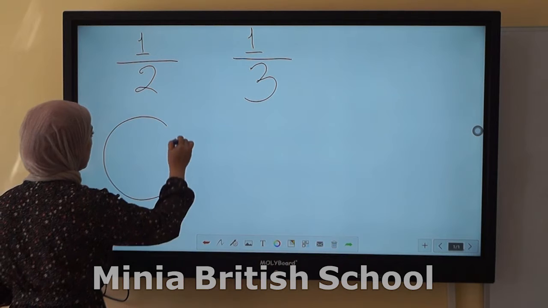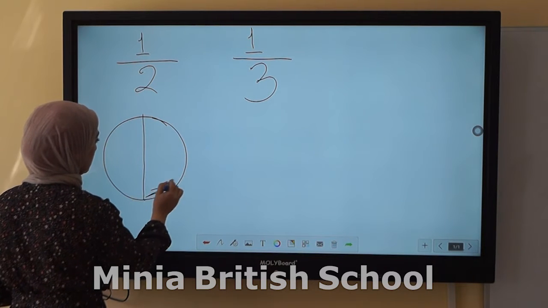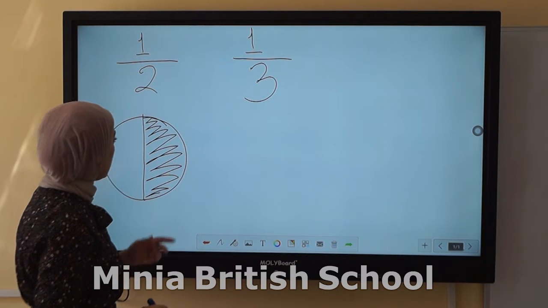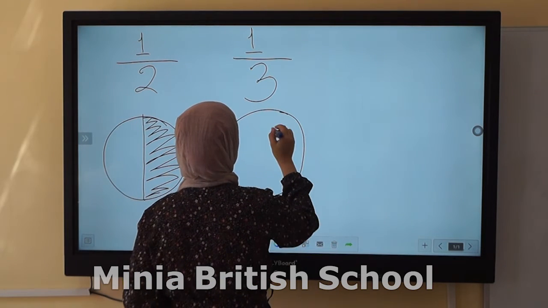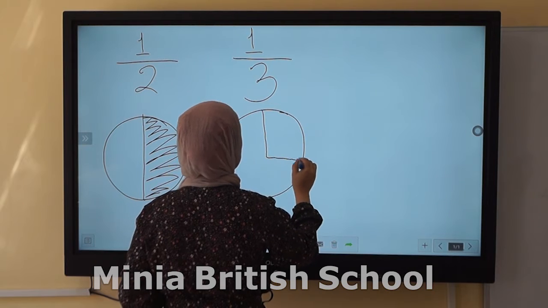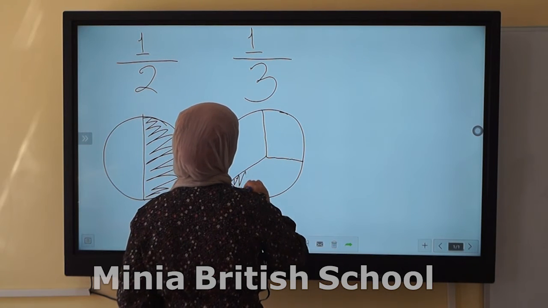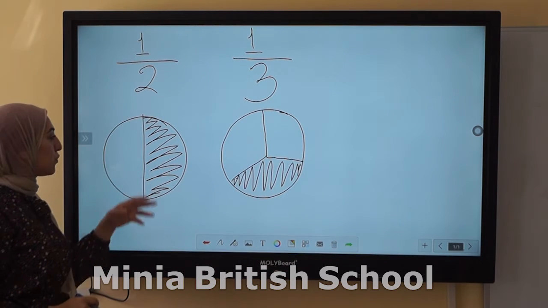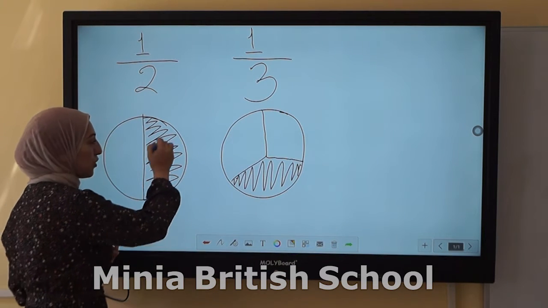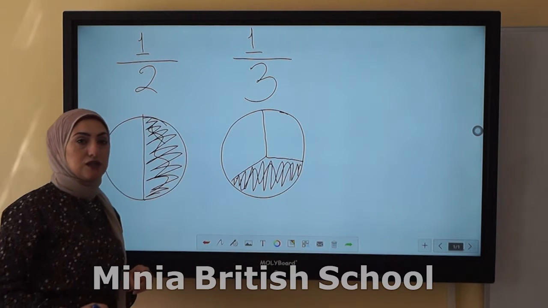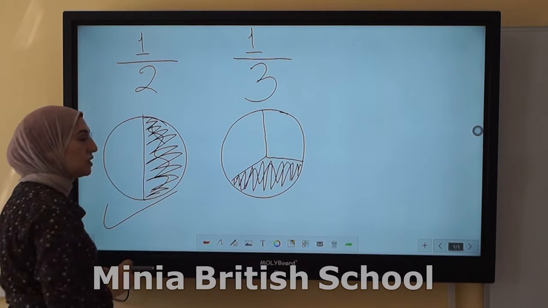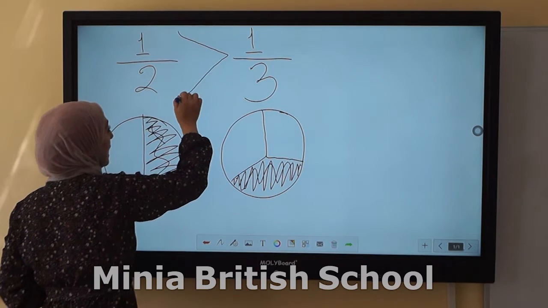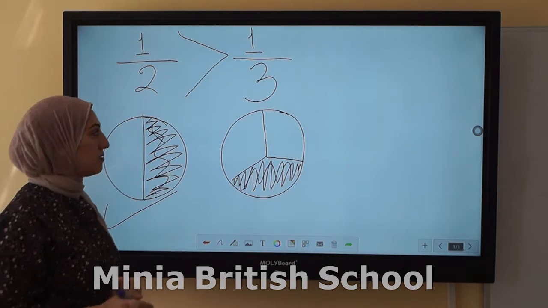Half means, if I want to represent it by graph, it will be by this shape, and this third. This is 1/3 and this is 1/2. Which shaded part here is the greatest? Of course, this one. This one is the greatest one. So, half is greater than third. Okay?